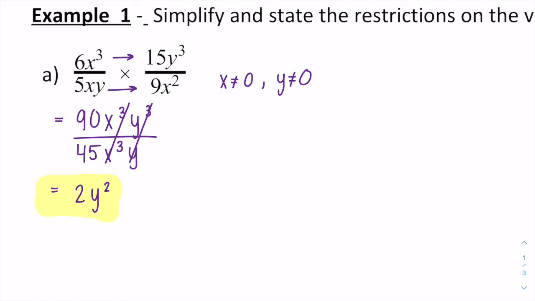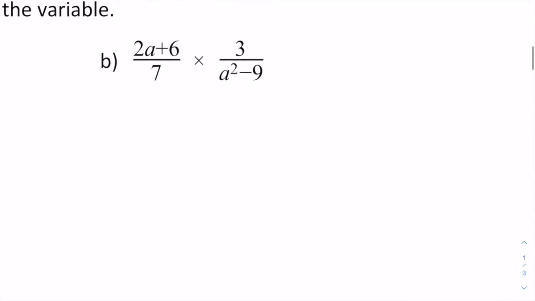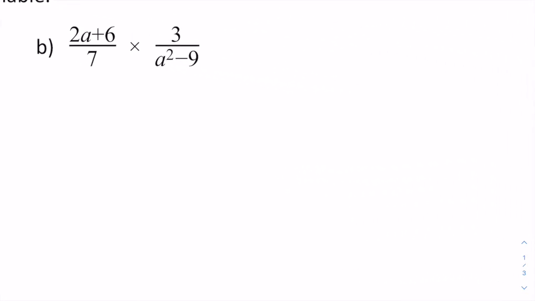Let's try another one. So for B, we have 2a plus 6, all divided by 7, multiplied by 3 divided by a squared minus 9. The first thing we're going to do is look and see if there are any restrictions that we can worry about right away. Right now, there's nothing too clear, so that means we have to start factoring. I'm going to start by looking at the numerator of the first expression, and I can common factor out a 2 here. So I'll take out that 2, and I have a plus 3 all over 7.